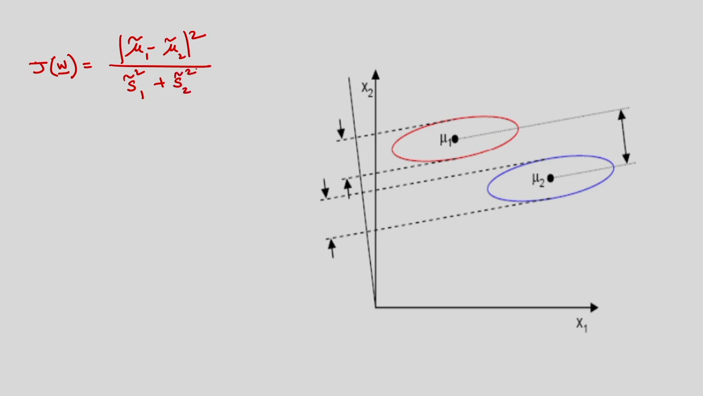So what is the criterion function? We are considering the distance between the projected means normalized by the within class scatter of the projected samples. So what are we now looking for? We are looking for a projection direction where samples from the same class are projected very close to each other, and at the same time the projected means are as far as possible. So that is the objective.